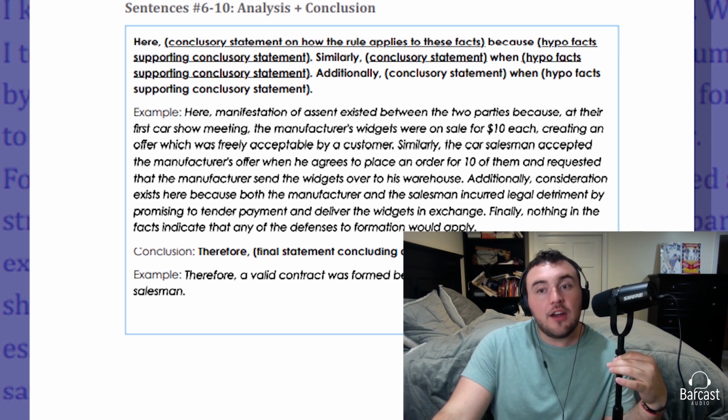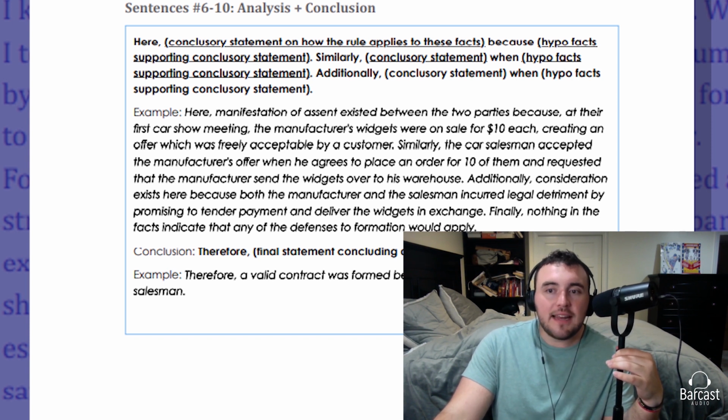It says, similarly, another conclusory statement, with facts supporting this conclusory statement. We're just making another connection. The "when" is another connective word. So how does that apply in the next sentence? Let's take a look here.